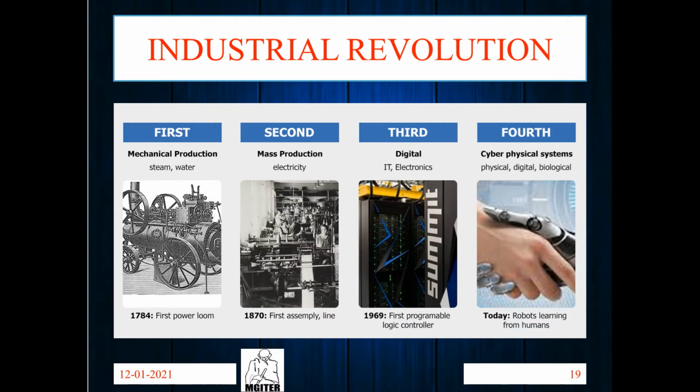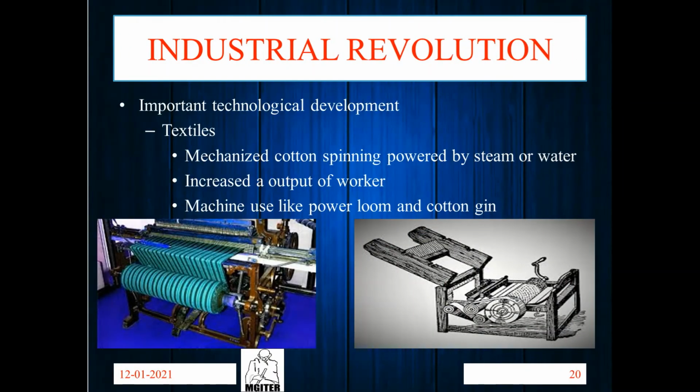So these are the four industrial revolutions, and these four industrial revolutions changed human life. Right? We will discuss this later. But first we understand how the industrial revolution works. First, in textile, we introduced the power loom. We invented the power loom. The power loom is used for the textile industry.